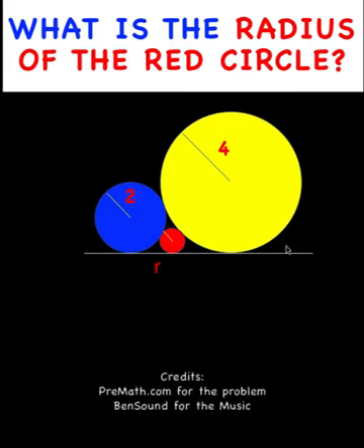We are given this yellow circle with a radius of 4 units, another blue circle with a radius of 2 units, and a third circle, this red circle, with a radius of r units. These three circles are tangent to each other, and all of them are also tangent to this external white line. We want to find the radius of this red circle.